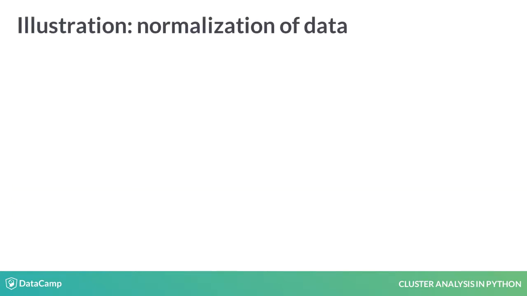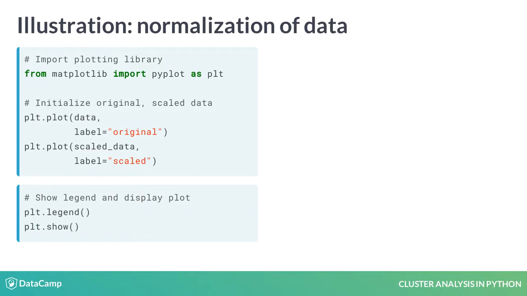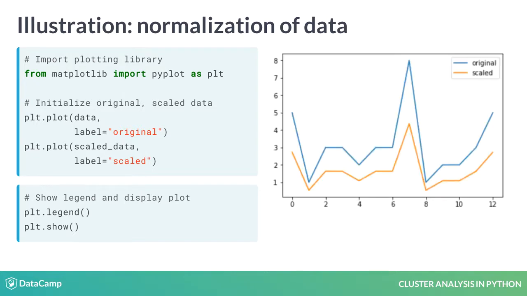Let us look at a plot using the matplotlib library in Python to compare the results of the normalization process. First, you need to import the pyplot class of the matplotlib library in Python. We initialize the two lists which contain the original and scaled data points. By default, pyplot plots line graphs. Next, we enable the legend in the graph and then display the plot. Let us see how the plot looks.